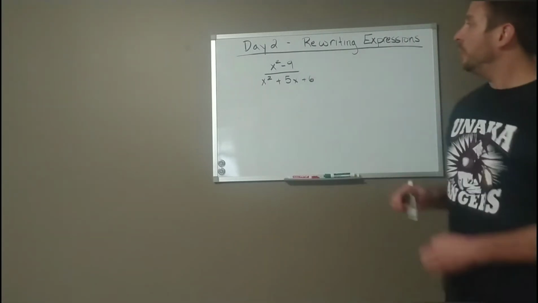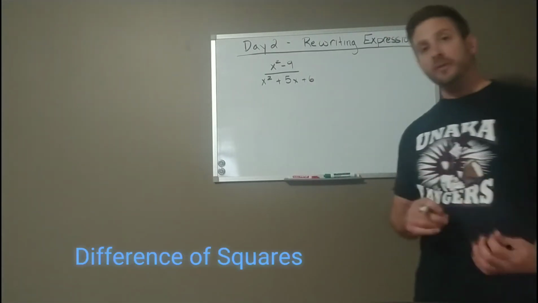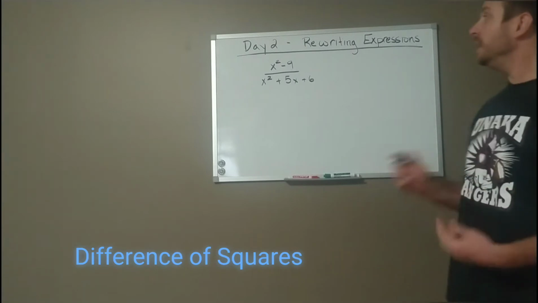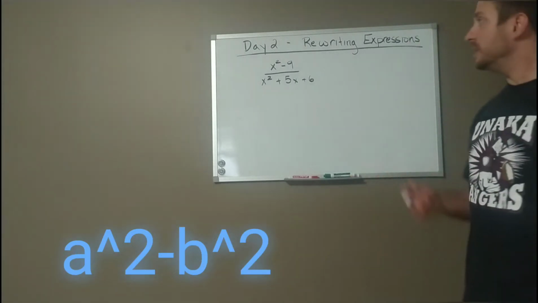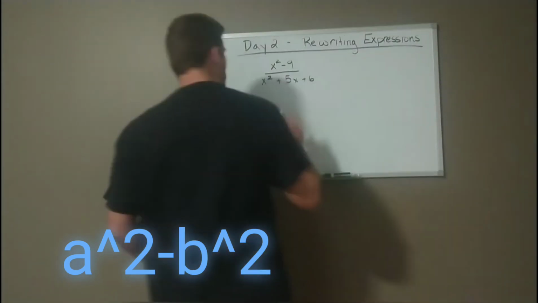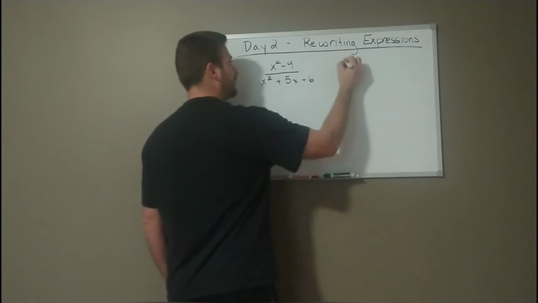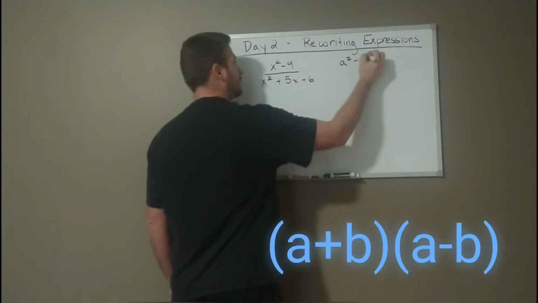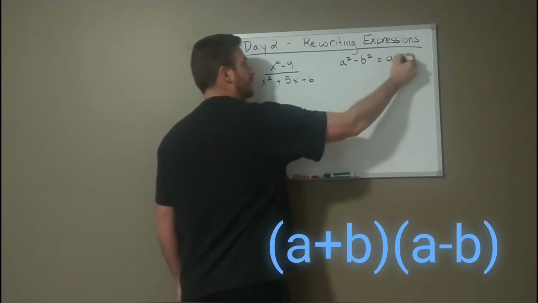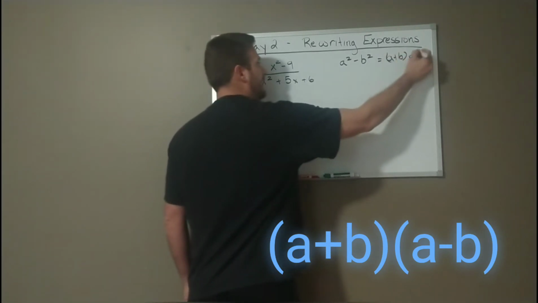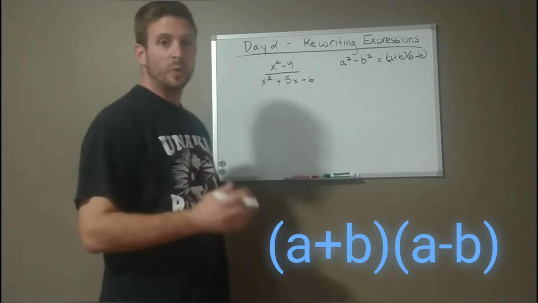So up here we have x squared minus 9. X squared minus 9 is a difference of squares, meaning this is in the form a squared minus b squared. When we have a squared minus b squared, we know that it factors into a plus b times a minus b. Every time. It's a difference of squares.